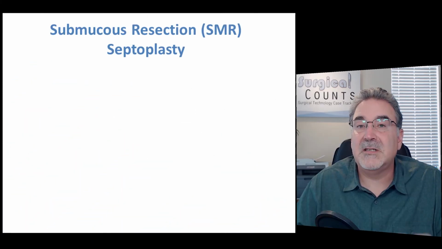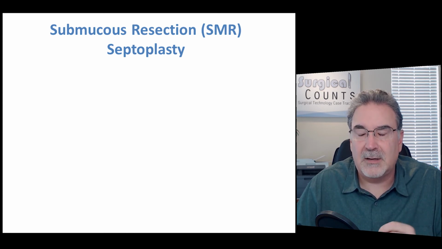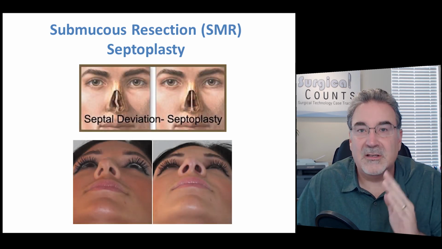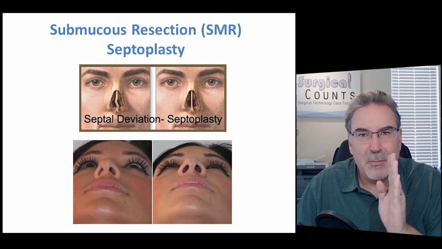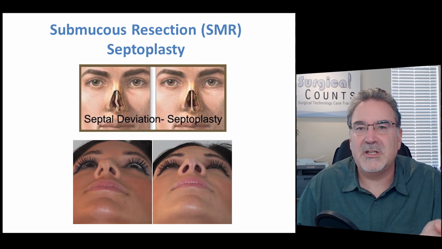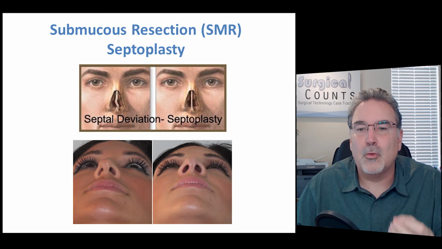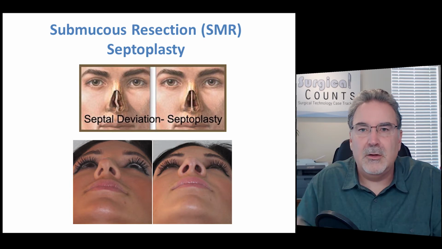Our first one is a submucosal resection, an SMR, or sometimes known as a septoplasty. In this case, we're talking about correcting, the plasty means correcting, of the septum. And the septum is a thin bone and cartilage that sort of divides the nose in half. And sometimes this can get bent a little bit. It can become deviated, in which case you would have a deviated septum. And we can go in there and correct this deviation, which is then going to help straighten the nose.